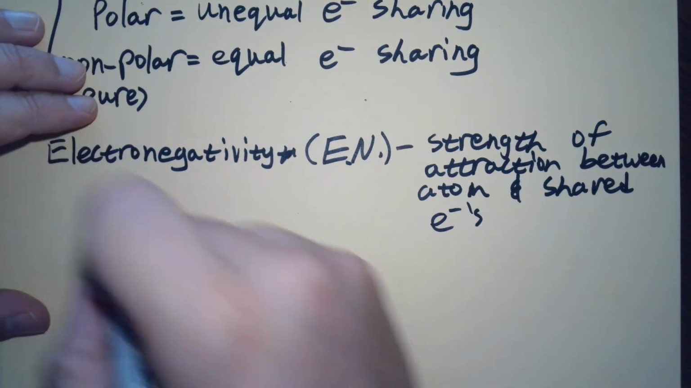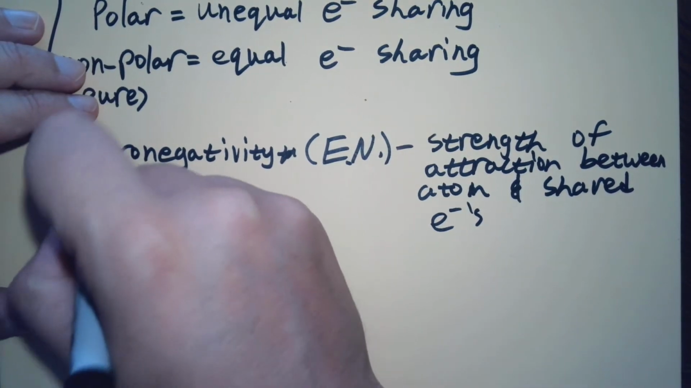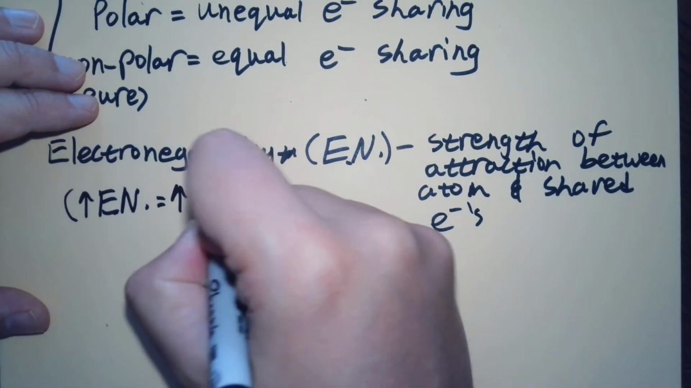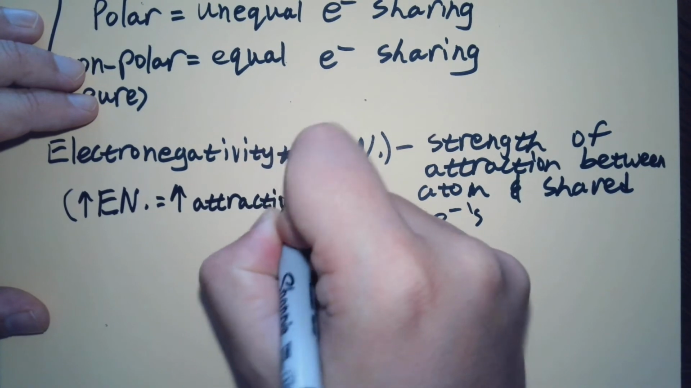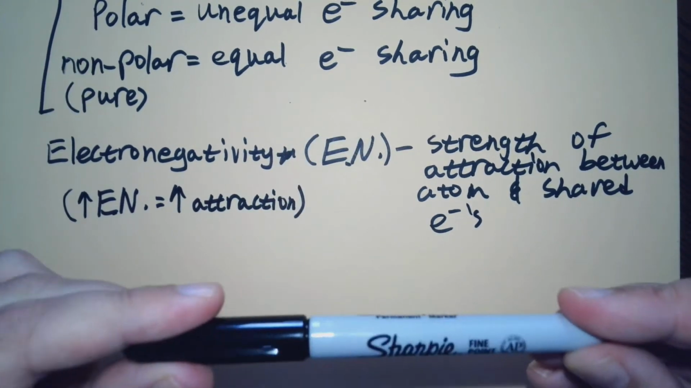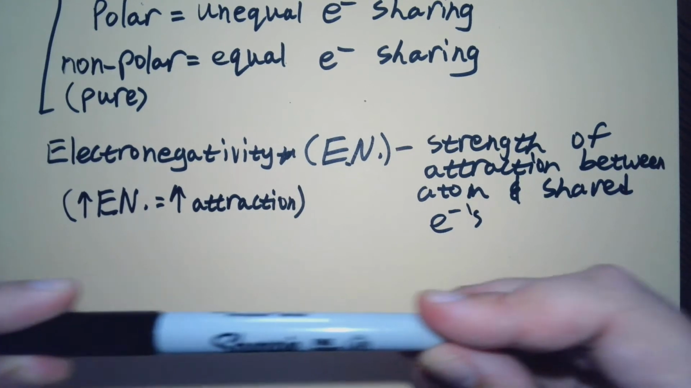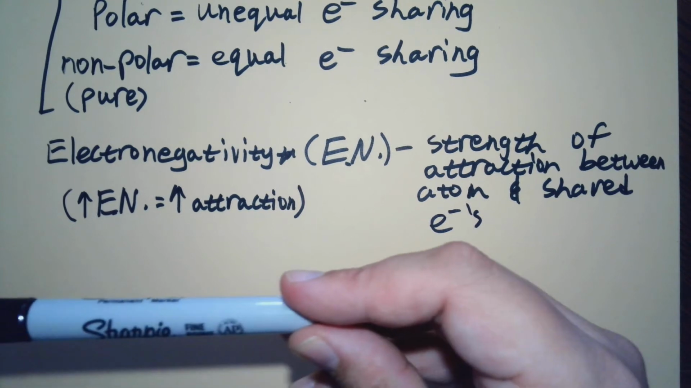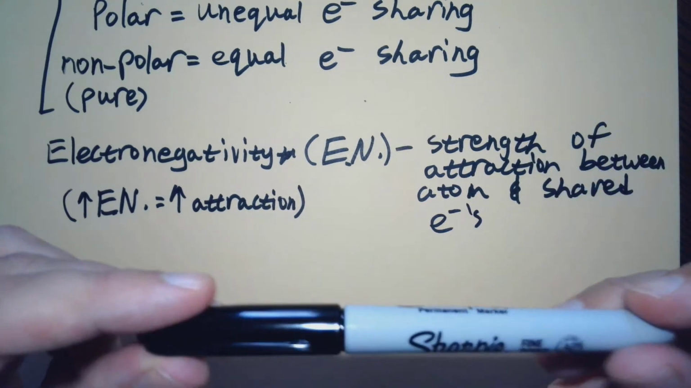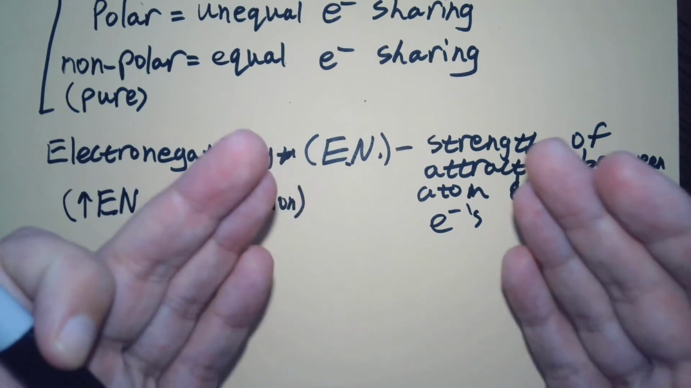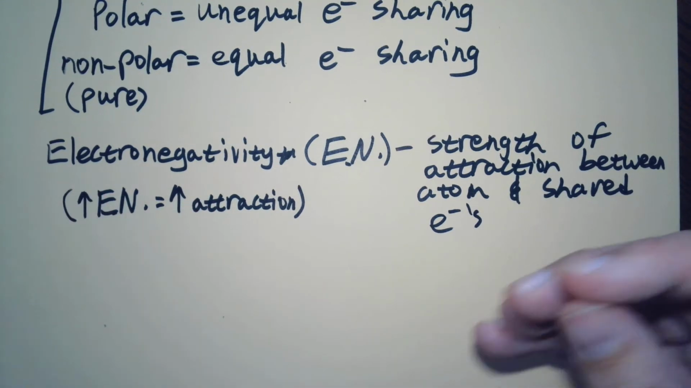So, to be clear, if we have increasing electronegativity, that's an increase in attraction. So fluorine is the tug-of-war champion, okay? It's going to be pulling on those electrons harder than any other element because it's in the top right. Metals tend to have very, very low electronegativities because they tend not to really share electrons. It's very easy for them to lose the game of tug-of-war completely.